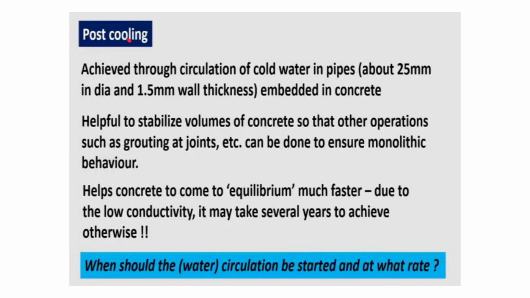Okay, so let us now go to the post-cooling. That is achieved through circulation. As we just studied, post-cooling is basically a network of pipes which runs cold water after casting of concrete. So this is achieved through circulation of cold water in pipes which are about 25 mm in diameter and 1.5 mm wall thickness embedded in concrete.